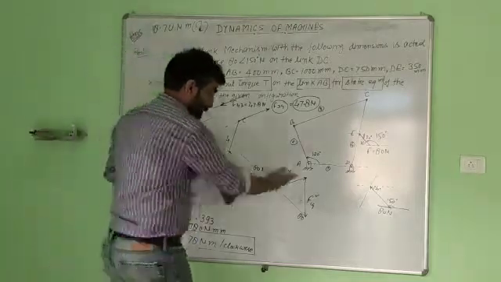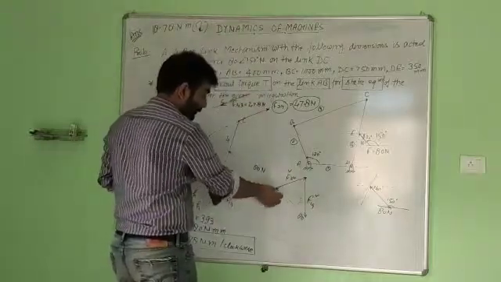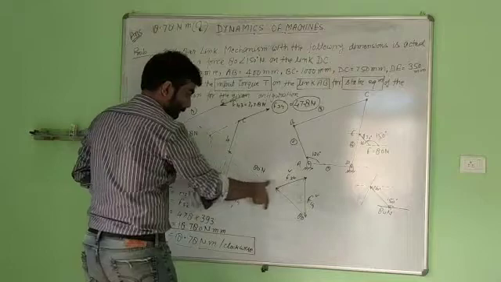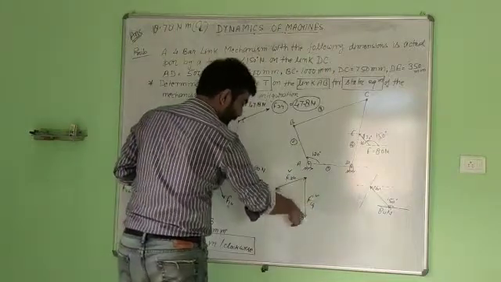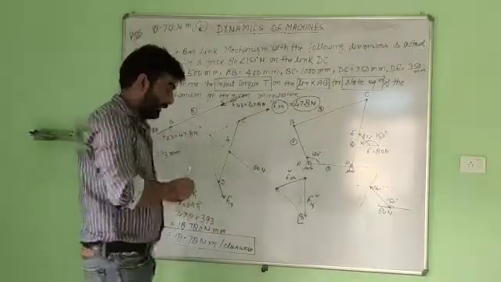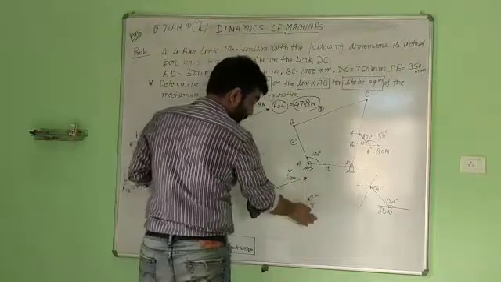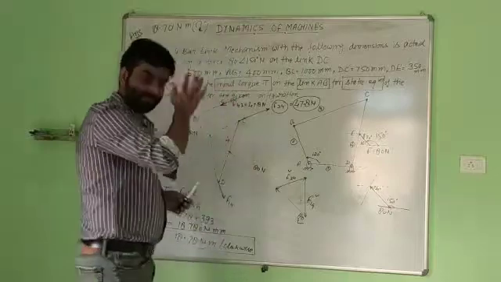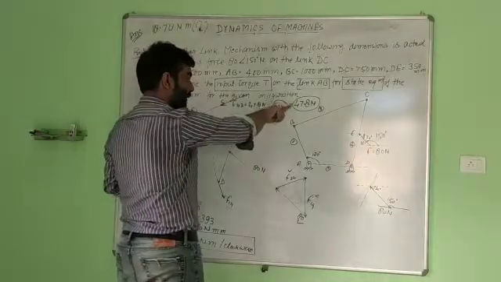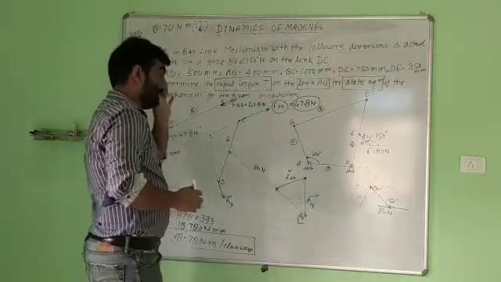Now we draw the force triangle. 80 Newton is this length. From the tip of this we draw F34, and then here we connect F14. This length gives the magnitude of this force, and this length gives the magnitude of the other. On link 4, F34 acts in this direction, so on link 3, F34 will act in this direction, compression. This is compression because the member is in equilibrium.